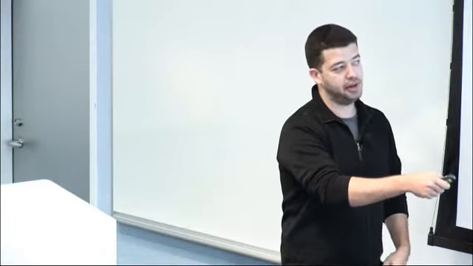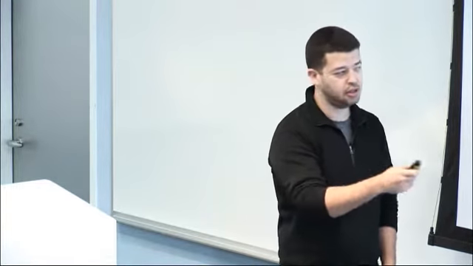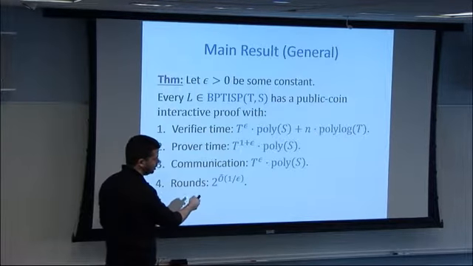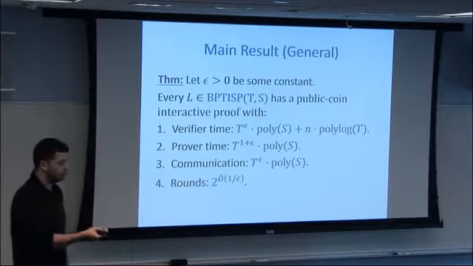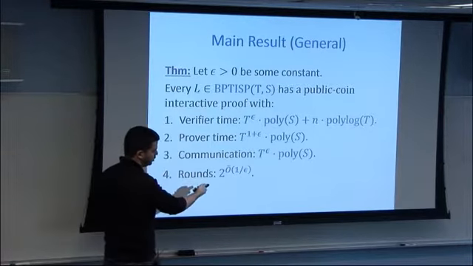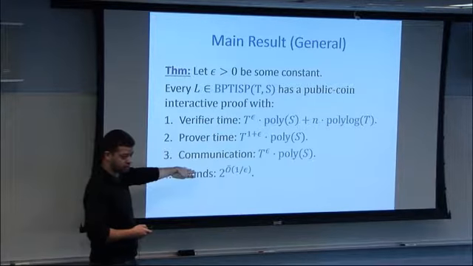Good. So the verifier's running time is basically t to the epsilon. The prover is not that bad. You would hope for it to be t. It's t to the 1 plus epsilon times a poly(s) factor. The communication is also t to the epsilon. And now we pay in the rounds, right? If we want epsilon to be very small, it's going to be many rounds. In fact, we pay exponentially in the rounds.